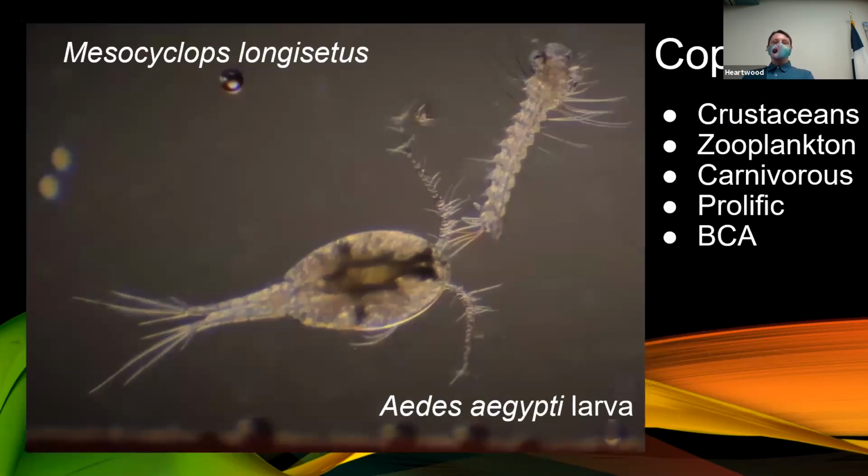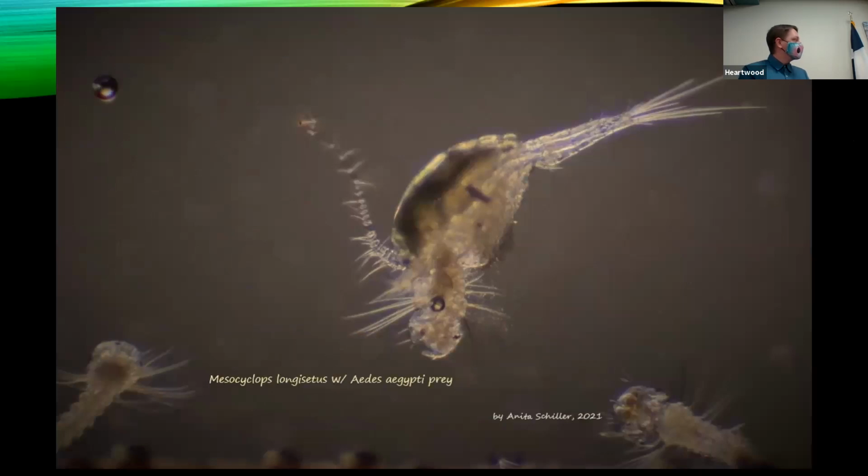And then we also have the copepods, which were once referred to as zooplankton, very small, nearly microscopic crustaceans. They're very carnivorous, most species at least, and they're also very prolific. Once we get them into a colony, they multiply rather quickly. They're of use as a BCA because they are large enough and ravenous enough to take on mosquito larvae, sometimes larger than themselves. And here's how that one played out.